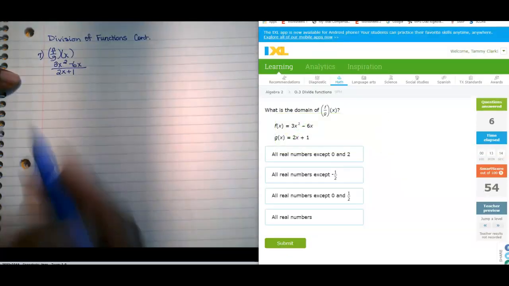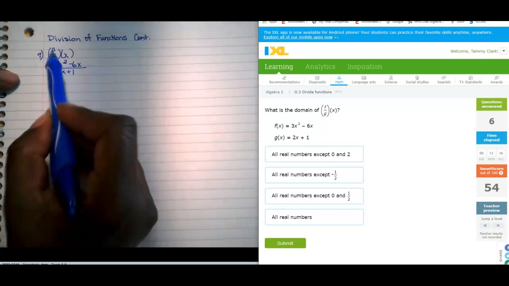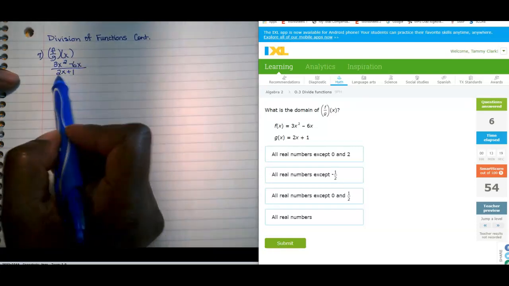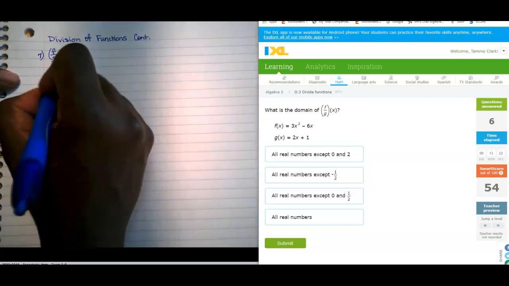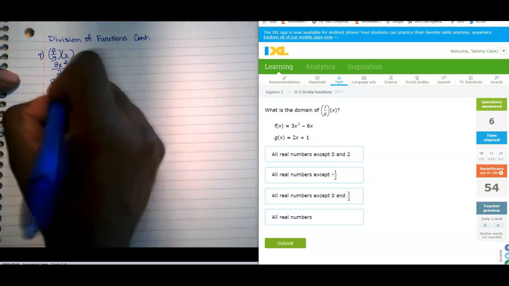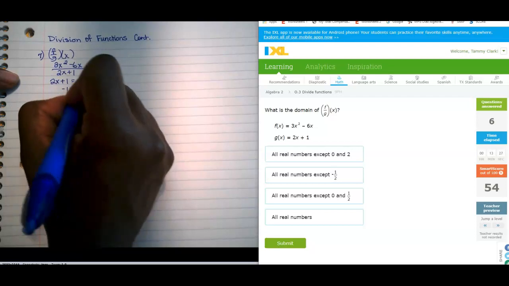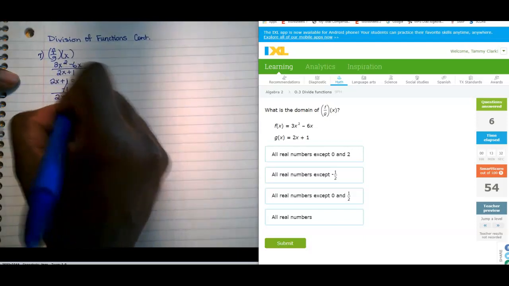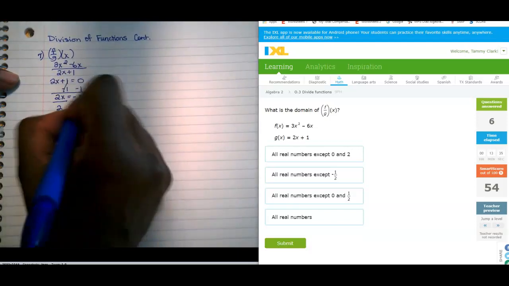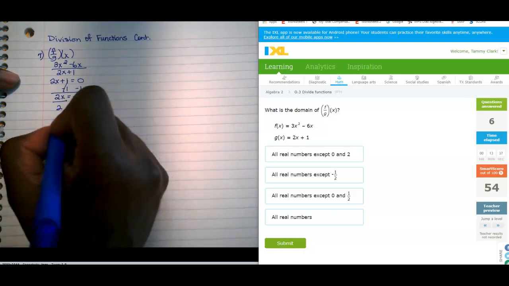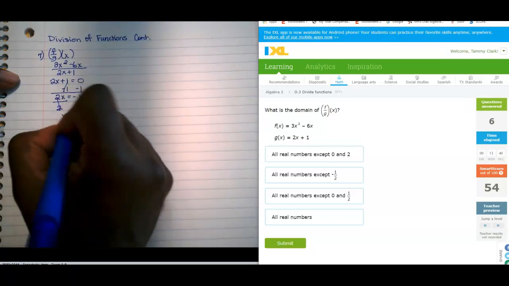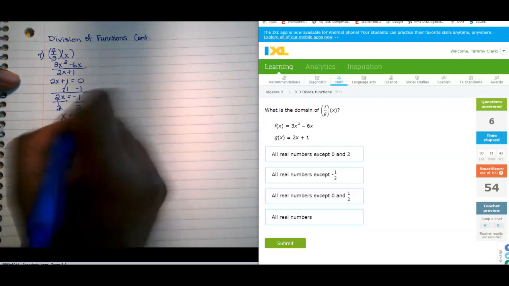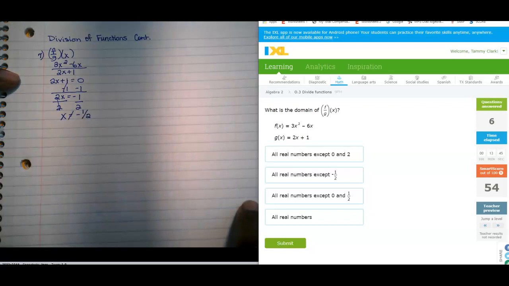Alright, our next problem is 3x squared minus 6x, which is our f of x, divided by our g of x, which is 2x plus 1. So we're back to 2x plus 1 equals 0. We're going to solve. So we're going to subtract 1 from both sides of the equation. We have 2x is equal to negative 1. We divide by 2 on both sides of the equation. Therefore, x is equal to negative 1/2. So we know that negative 1/2 is our excluded value. So our domain for this function would be all real numbers except negative 1/2.